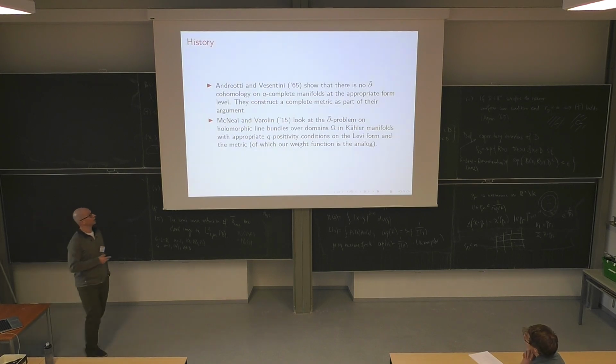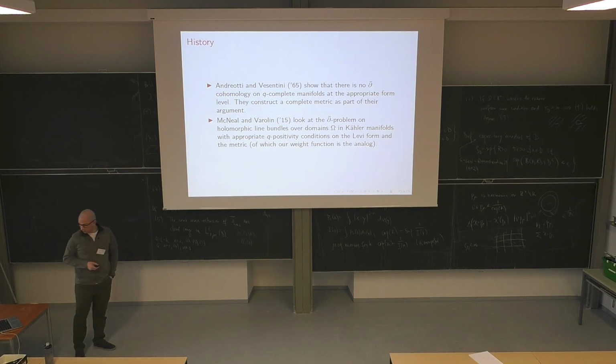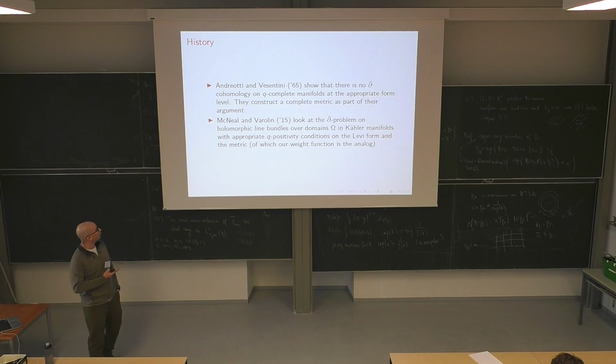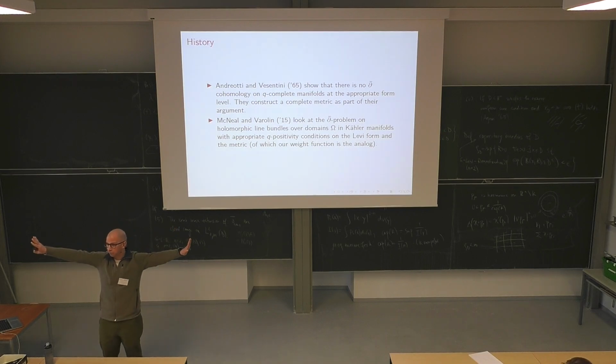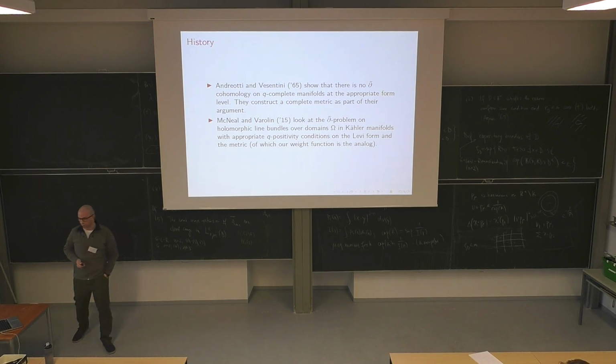Okay, now a little bit of history. A paper by Andreotti and Vesentini shows that there's no D-bar cohomology on Q-complete manifolds at the appropriate form level. They do build a metric to do this, but the fact that they're working on Q-complete manifolds means they've pushed the boundary out to infinity, and we are most interested in what happens at the boundary. So our techniques have very little to do with what they do.